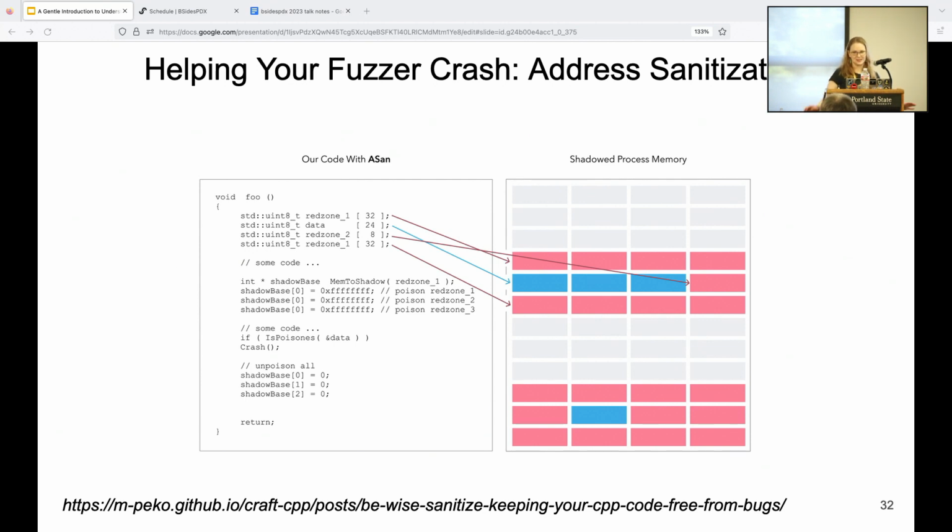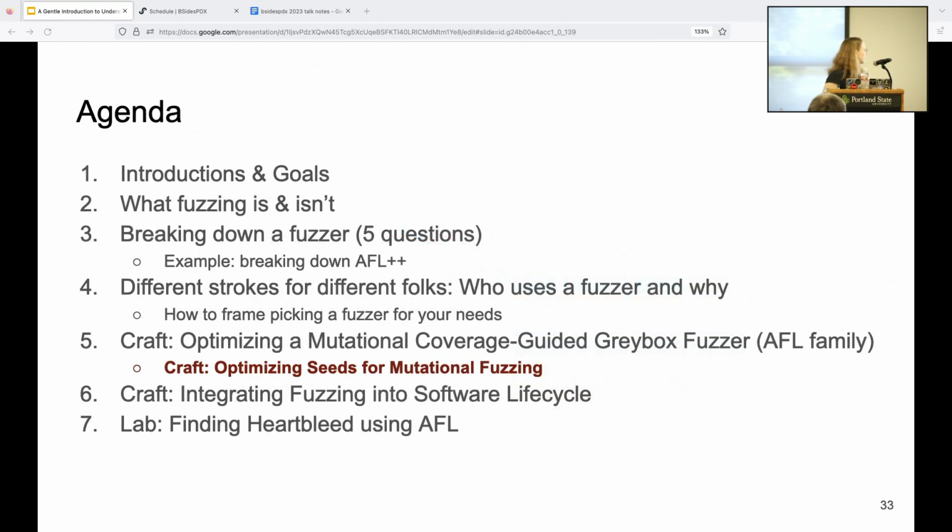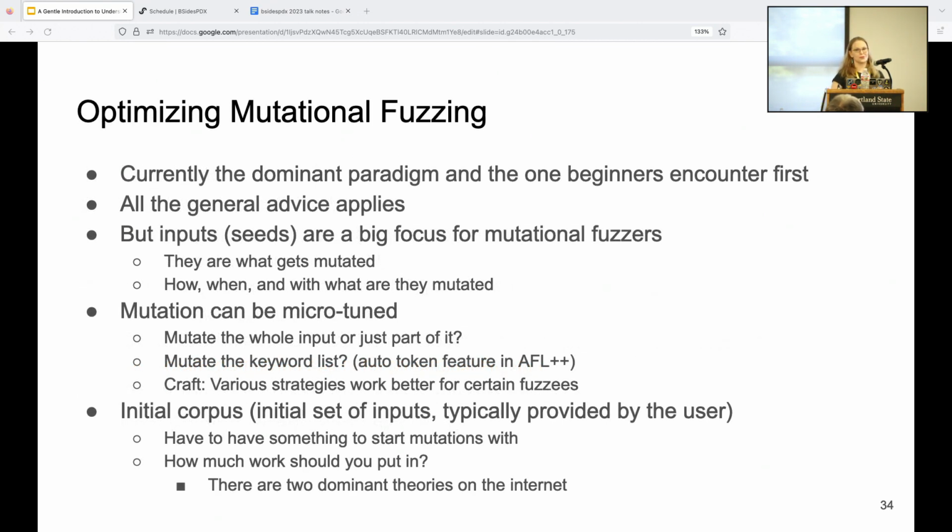Got the idea? Cool. All right. We're talking about seeds in particular. This was a request from a board member, so hopefully they're happy with this.